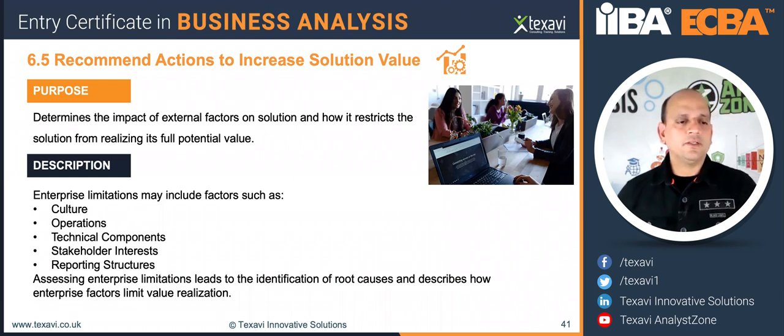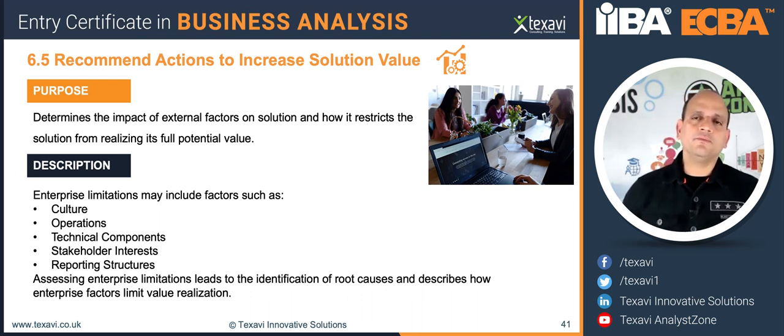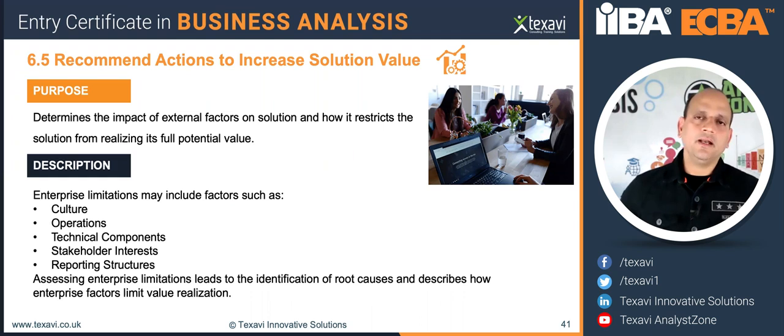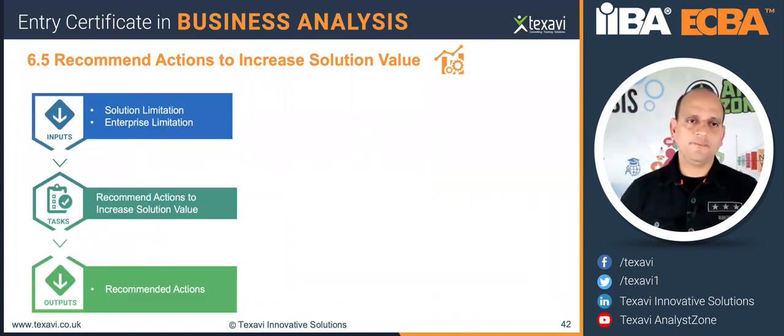And again, we need to consider all these different factors like culture, operations, technical components, pretty much like the previous one, because we have done that. We've been able to assess those limitations both from the point of view of the technology, the infrastructure, operations, as well as from the external factors, and also within the internal ones in terms of the stakeholder interest, the power that they wield and the reporting structures and all these. And then we'll come up with the right set of actions that would help us to overcome those limitations.